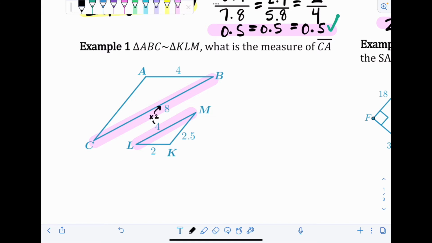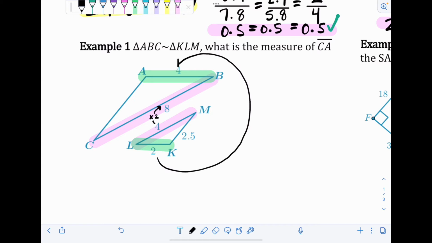Okay, so 4 times 2 is 8. If you didn't pick those sides as your corresponding sides, you could use AB and KL. And then the same thing there, AB is 4, KL is 2. So to get from KL to AB, you would be multiplying by 2, because 2 times 2 is 4.